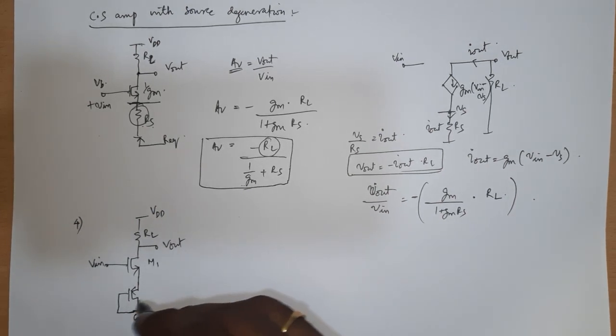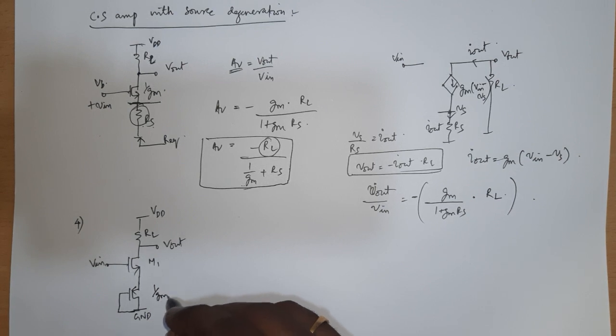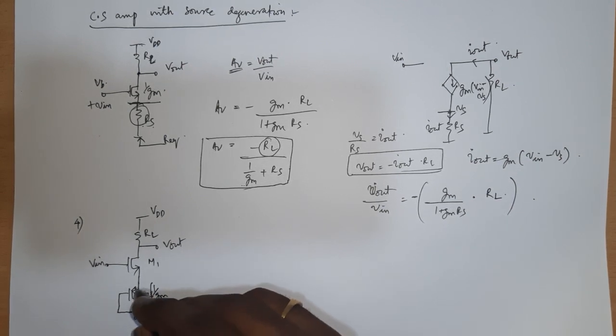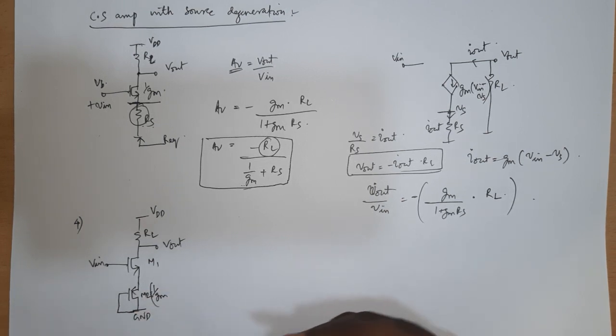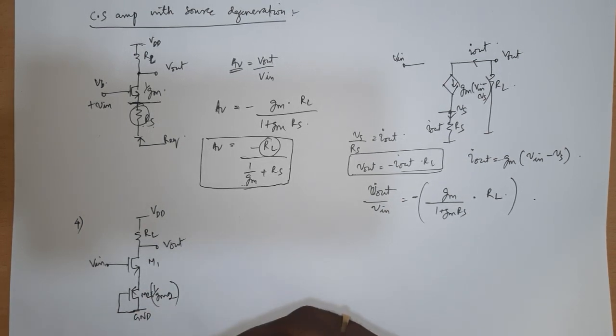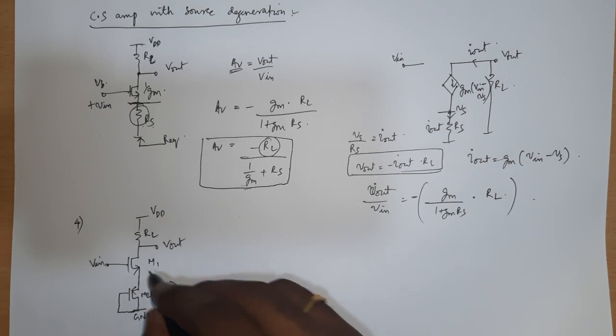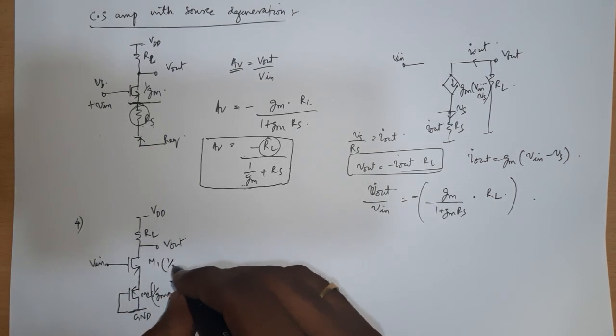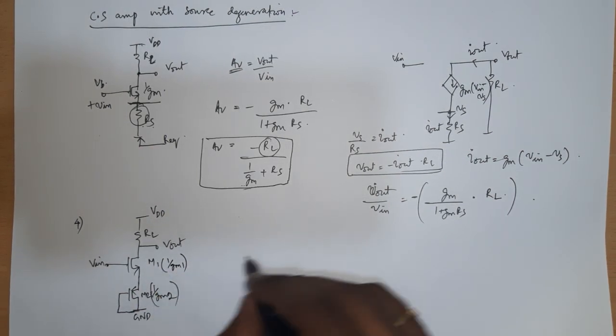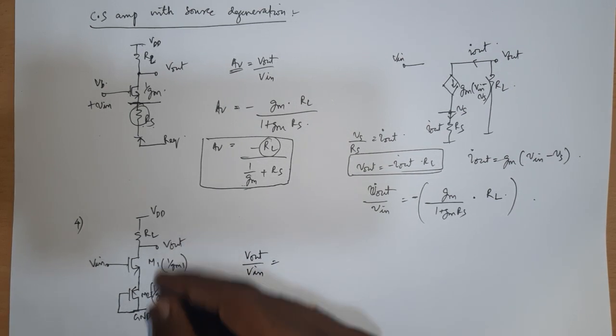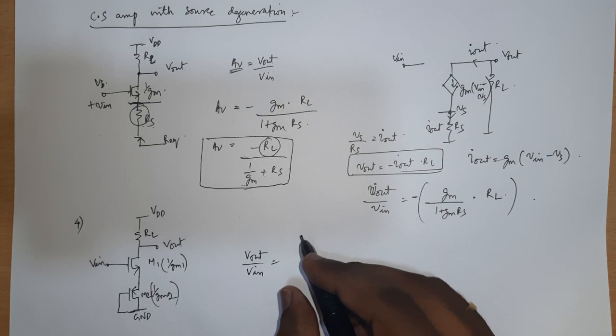You know that this transistor, let me call it M2, will have an equivalent resistance, because a diode connected transistor is like a resistor. So it has a resistance of 1 over GM2, and this transistor will have a resistance of 1 over GM1, and I can write V out by V in by inspection. I can see this and write. I will not do any calculation.